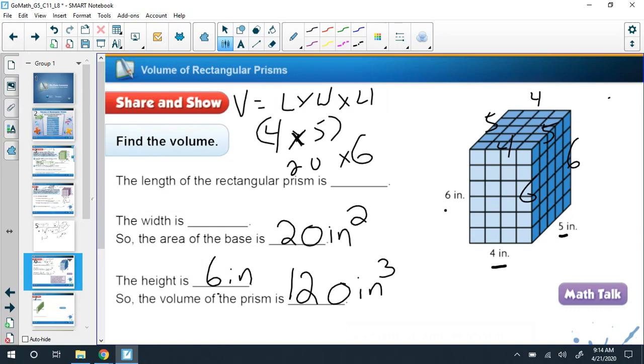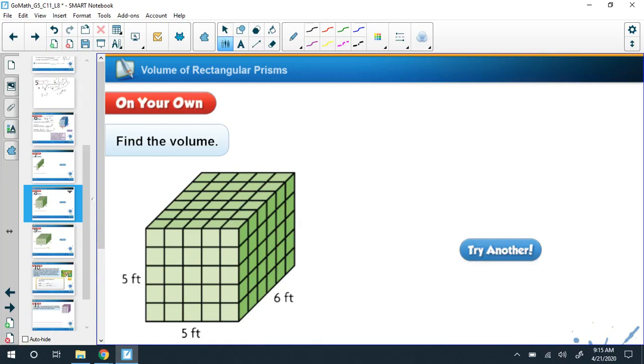So the key here is that we always want to make sure that we get all 3 dimensions of our shape. We want to get this length. We want to make sure that we get this length. And we want to make sure that we get this length. We want to make sure that we're getting all 3 of those dimensions so that we can find an accurate volume for our rectangular prism. Okay, so we're going to take a look at a couple together.